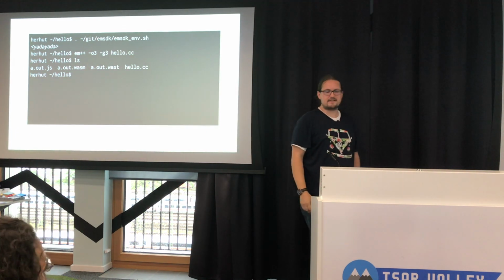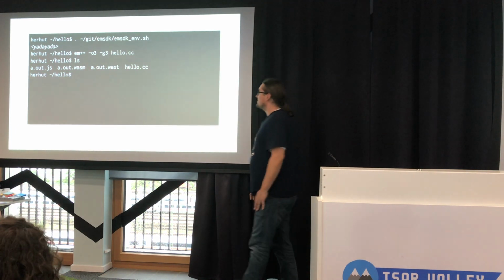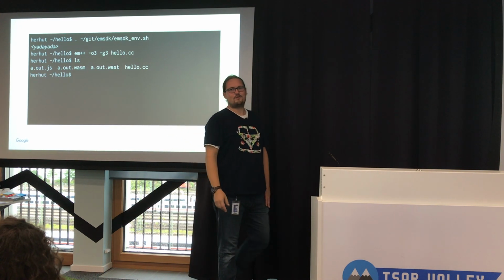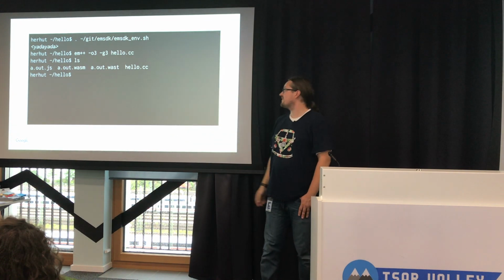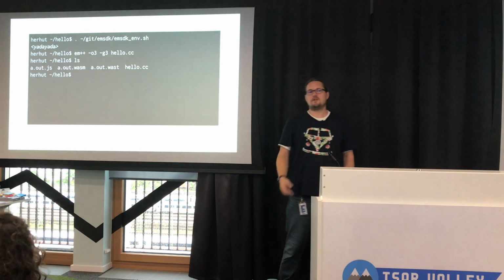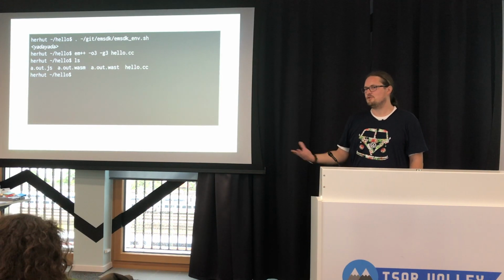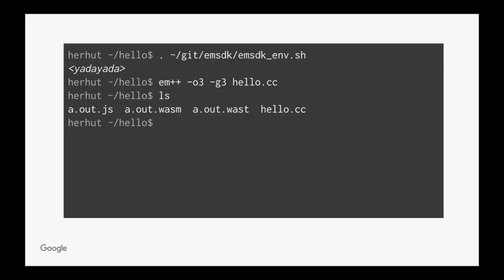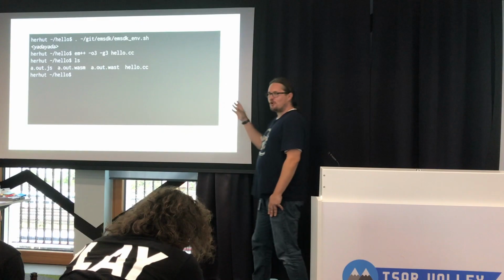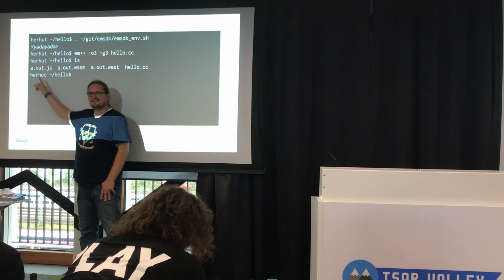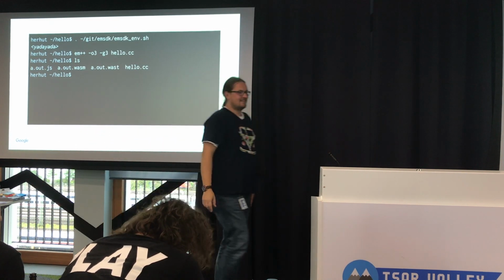And then there's a third file, which is called a.out.wast, and that's a text representation of your WebAssembly. And that's also a side effect of using G3. It will not only compile it, it will also print a text representation of the WebAssembly for you to inspect. What I find interesting here, so this is so compatible to C++ that all the stuff is actually still called a.out. Right? That's pretty neat.